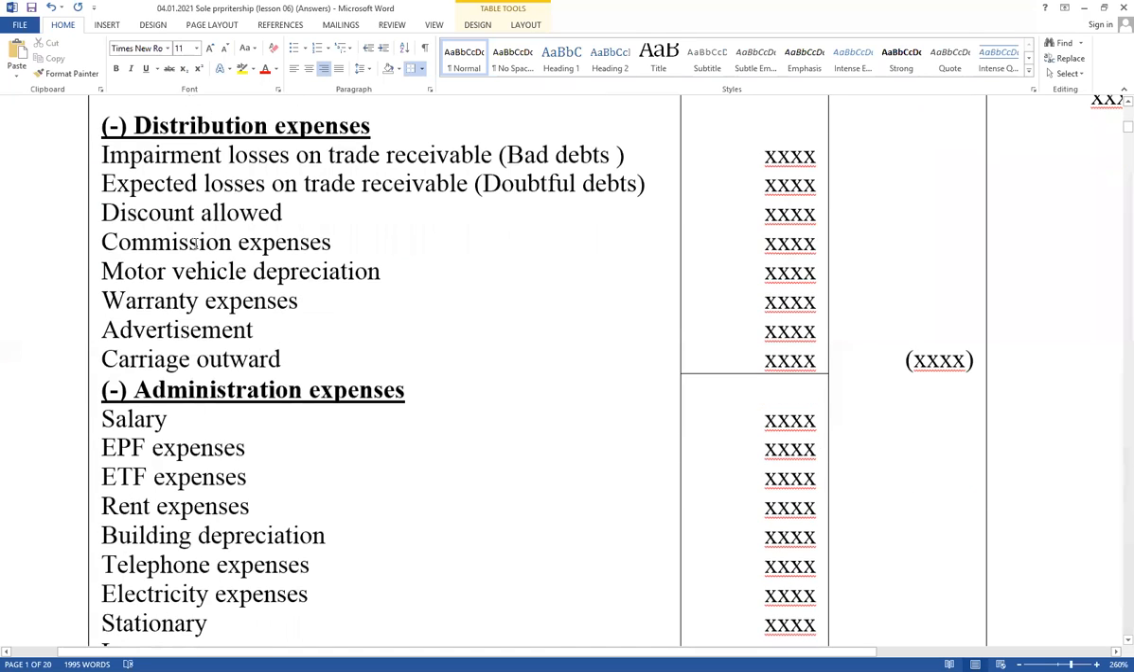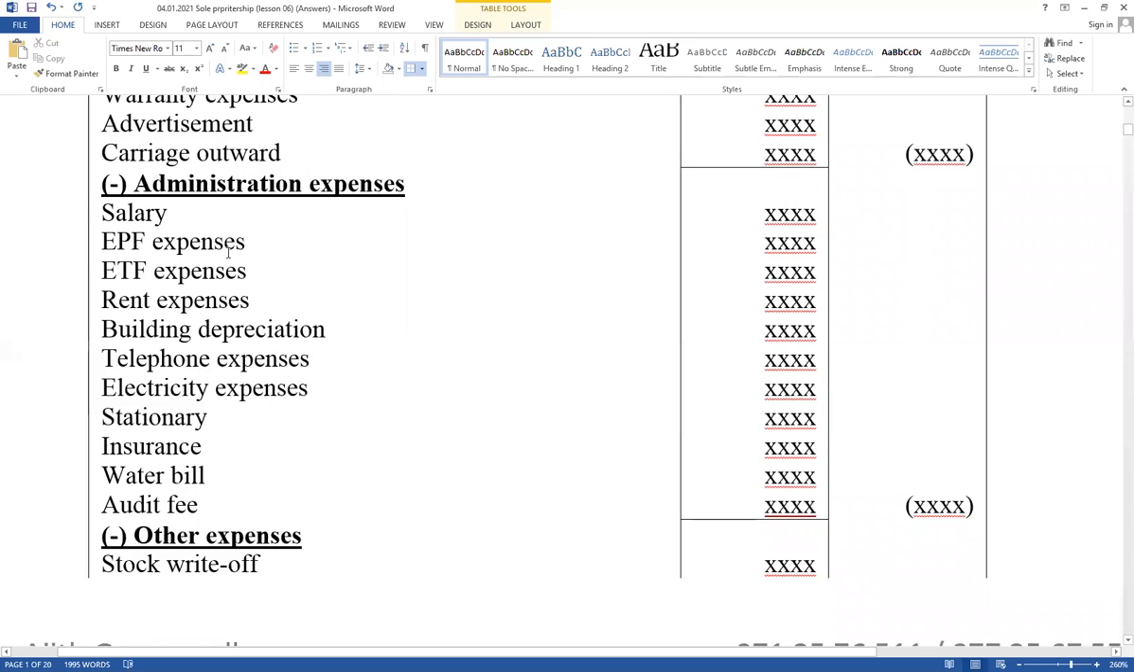And administration expense is the same way: salary, EPF expense, ETF expense, rent expense, building depreciation, telephone expense, electricity, stationery, insurance, water bill, as well as audit fee.